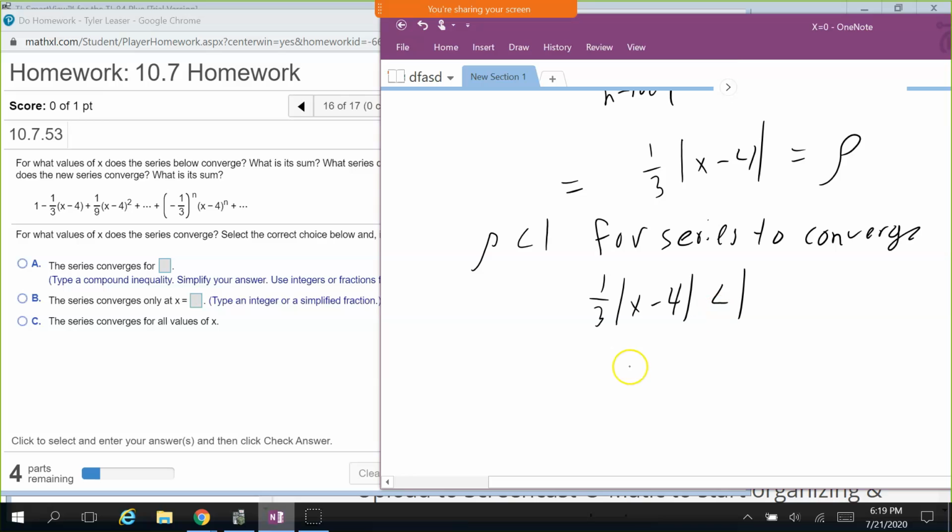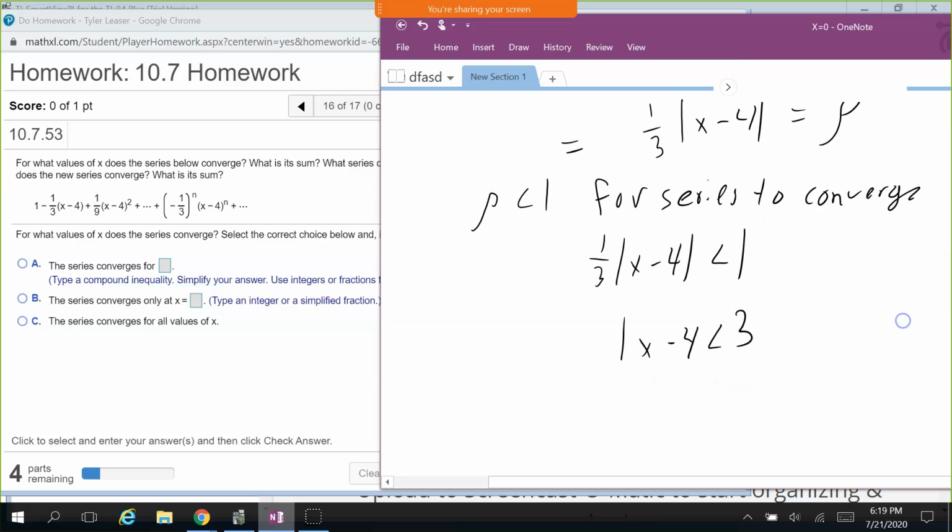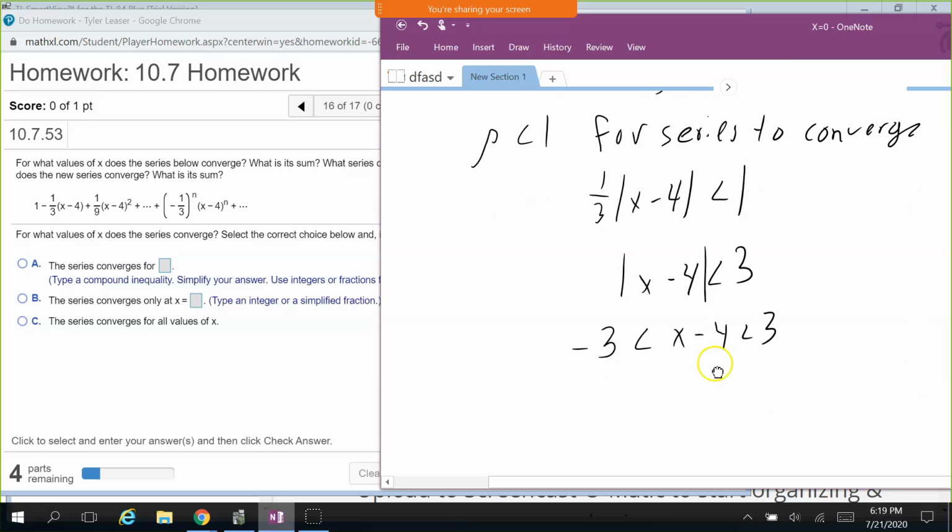We can multiply the 3 over, and now we have an absolute value that is less than something. Absolute value inequalities, you always do the same way. You're going to squeeze the inside of the absolute value between the positive and the negative of the other side. Finally, if we just add the 4 over, we get this. 1 is less than x is less than 7.